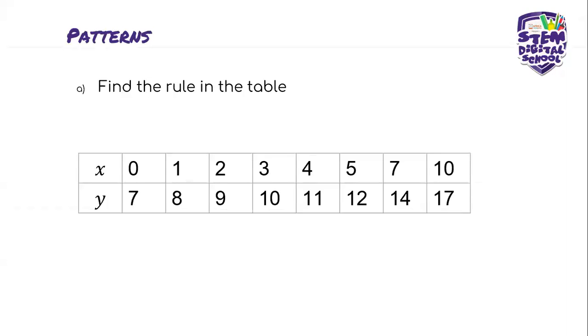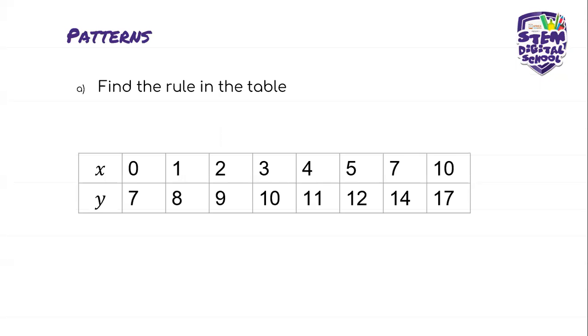And then the next one is 7. 7 times 1 is also 7. If you add 7 to that, you get 14. And then followed by 10. If you multiply 10 by 1, you get 10. And then plus 7 is 17. So the corresponding y value there will be 17.